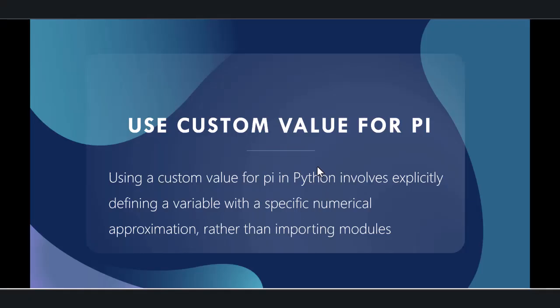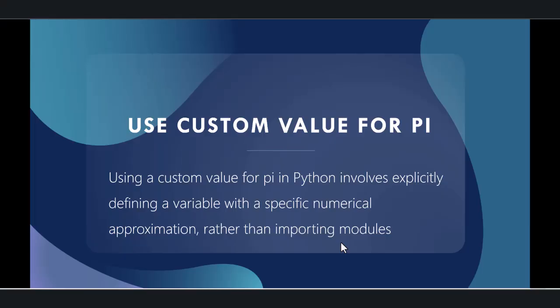Now we'll go for second method, that is using custom value for pi. Using a custom value for pi in Python involves explicitly defining a variable with a specific numerical approximation rather than importing modules. Custom value for pi is nothing but explicitly we will define a variable, and then to that variable we will assign a numerical value. We will give the pi value rather than importing modules.